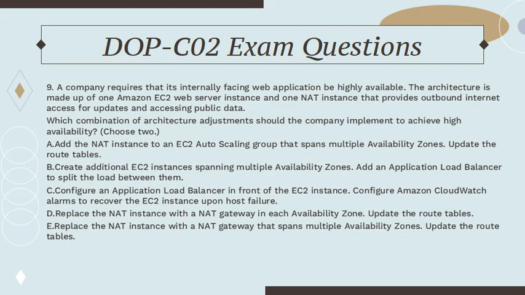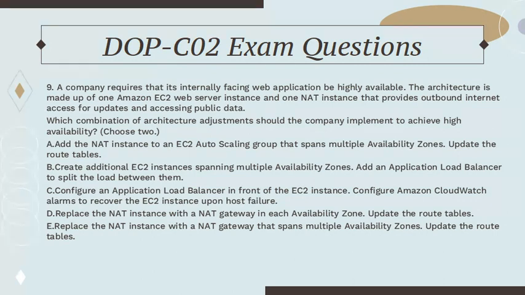9. A company requires that its internally facing web application be highly available. The architecture is made up of one Amazon EC2 web server instance and one NAT instance that provides outbound internet access for updates and accessing public data. Which combination of architecture adjustments should the company implement to achieve high availability?